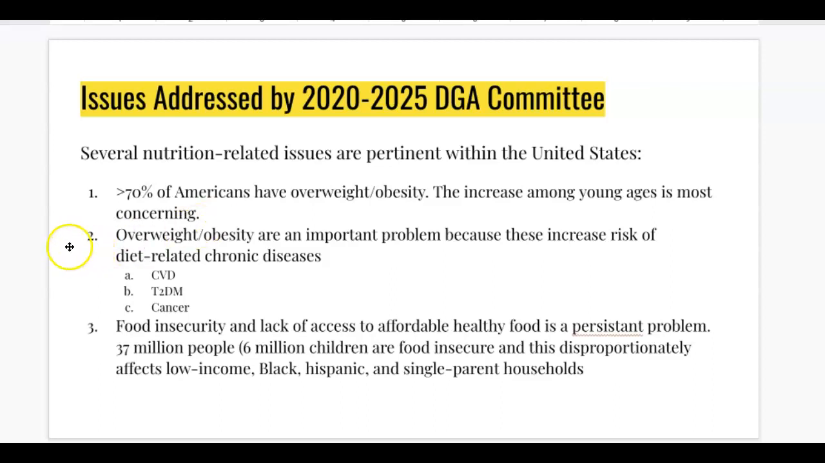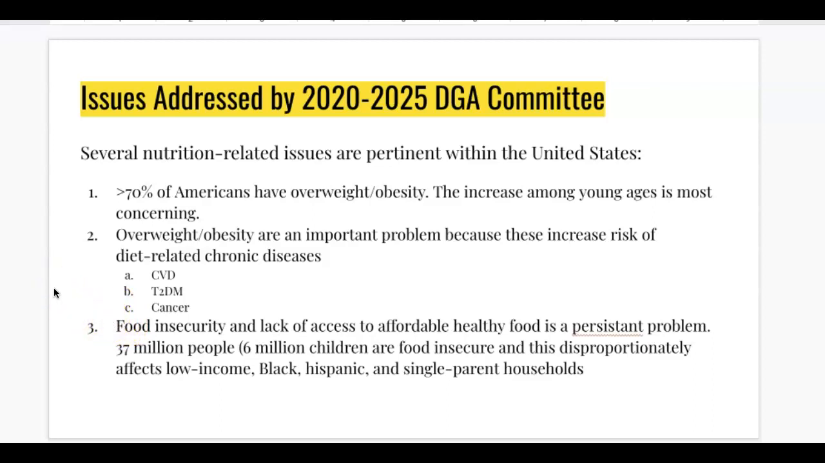They also state that overweight and obesity are important because they are highly associated with increased risk in diet-related chronic diseases like cardiovascular disease, type 2 diabetes, and cancer.